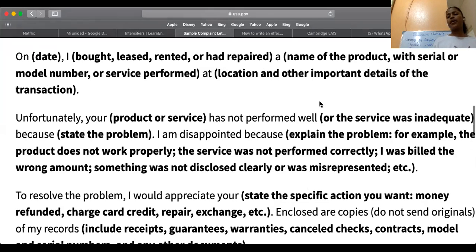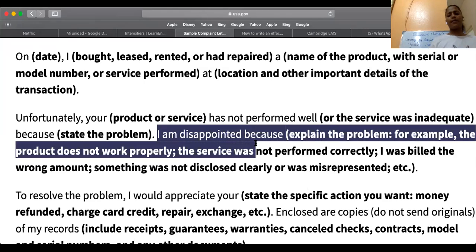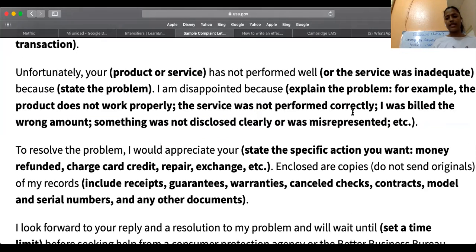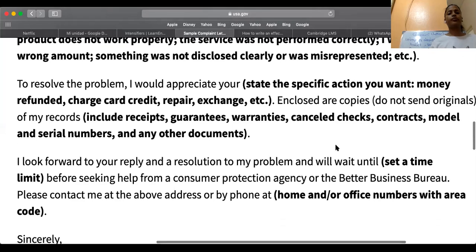Unfortunately, your hamburger has not performed very well. It was salty and it had a hair. And you can put all the details about why that was bad, or why you are unhappy about that. And you have to say, I am disappointed because blah, blah, blah. You have some examples over there that you can take into consideration.